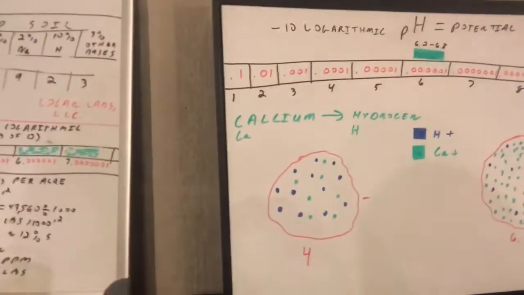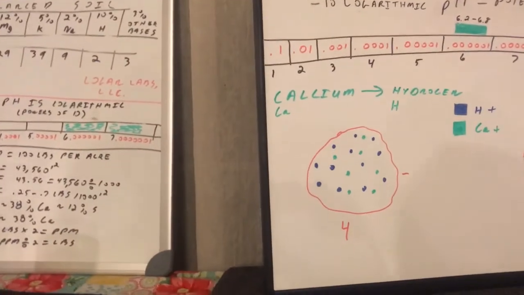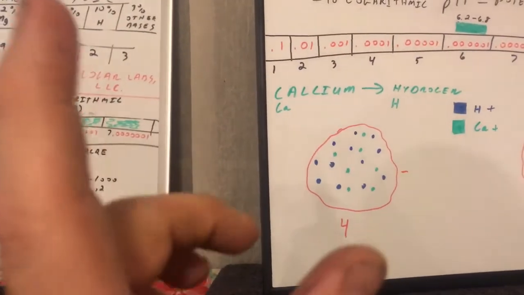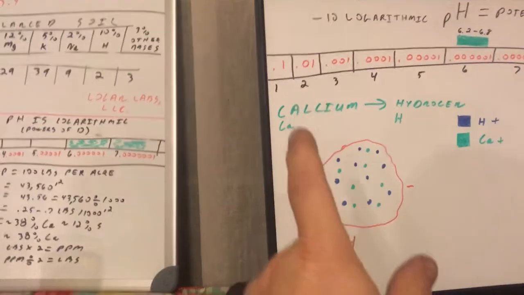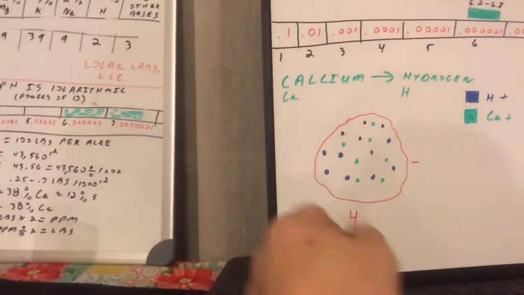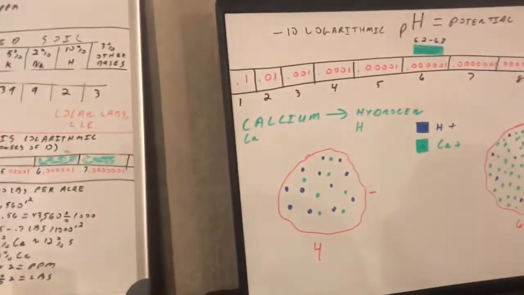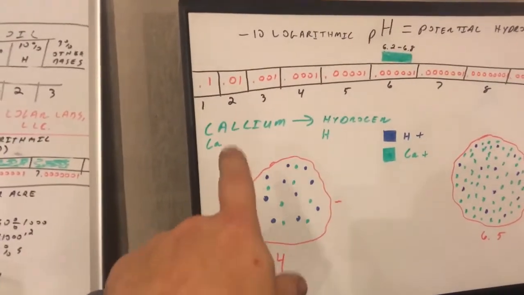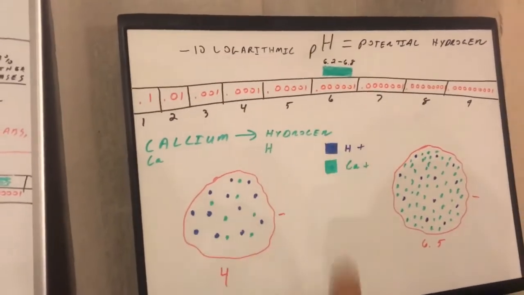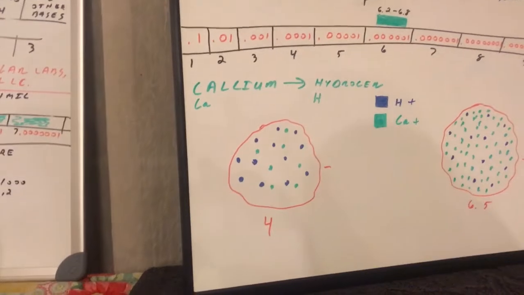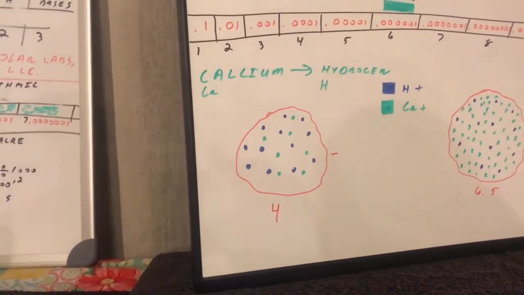So what we have to do is attempt to displace the hydrogen. In this sense, when I say displace, I mean put more of something else there than the other, so that the other doesn't show up as much. In this case, I'm going to put more calcium in so that the hydrogen doesn't show up. In effect, I'm attempting to neutralize and overrun the hydrogen.